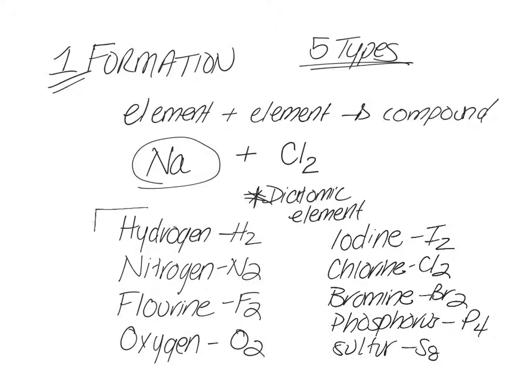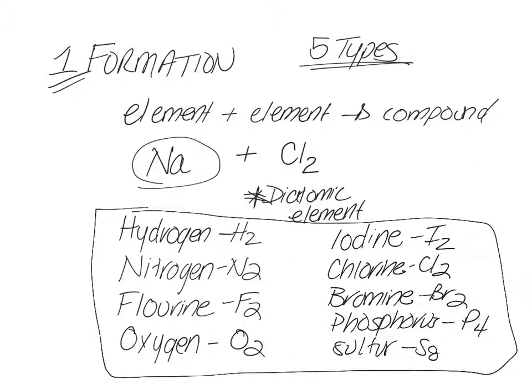You must memorize this list. These are called diatomic elements. They're things that happen in 2s when they are by themselves. They don't like to be by themselves.